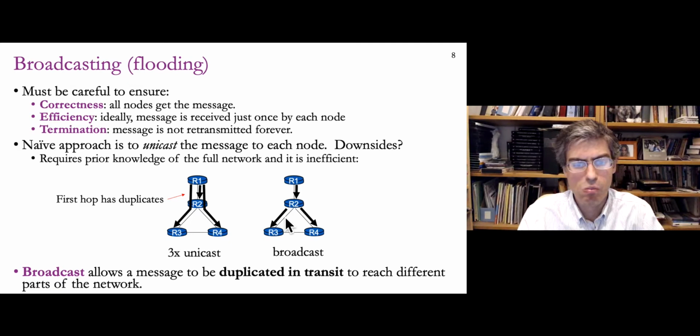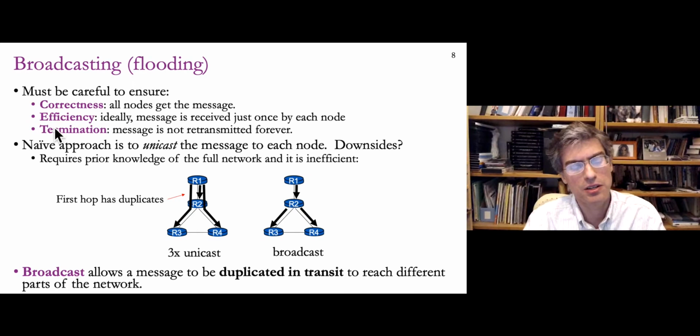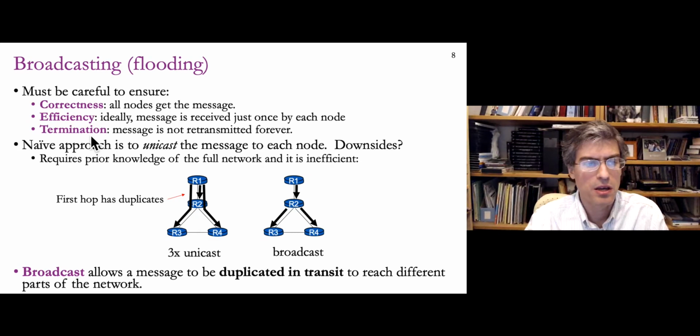Because we need to make sure that all the nodes get the message, right? With the basic implementation, the way that was done was by knowing the IP addresses of all the destinations. That itself could be hard, but you want to make sure all the nodes get the message. You want to make sure that it's efficient, which is to say the message is received just once by all the nodes, not many times. And we want to make sure that this process terminates.